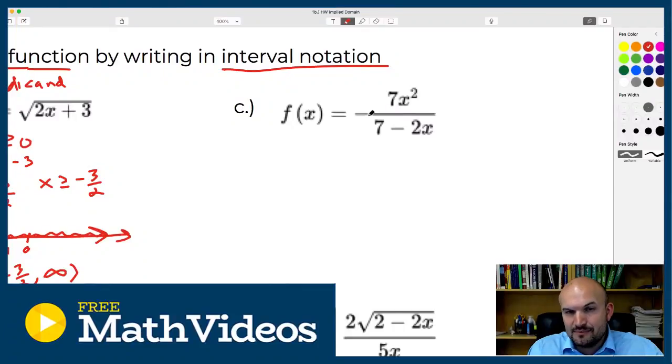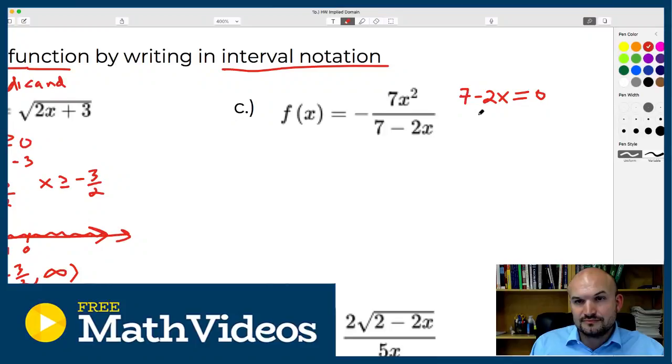So we see this negative up here. And again, the negative could be in the numerator or denominator. It's not going to affect our values in this case. So I want to find the values where this denominator is going to be 0. So what we'll simply do is take this 7 minus 2x and set it equal to 0, because we want to find the values that make my denominator equal to 0. So I can just add 2x to both sides.